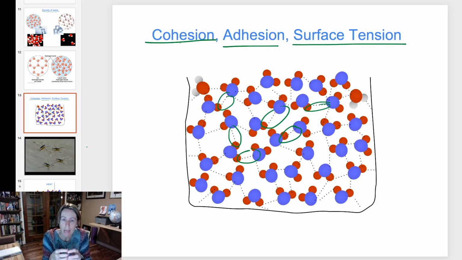The reason for that is that the water molecules in that little droplet are attracted to each other. They're kind of clinging to each other and not spreading out very easily. So that's cohesion, the ability of water to stick to itself.